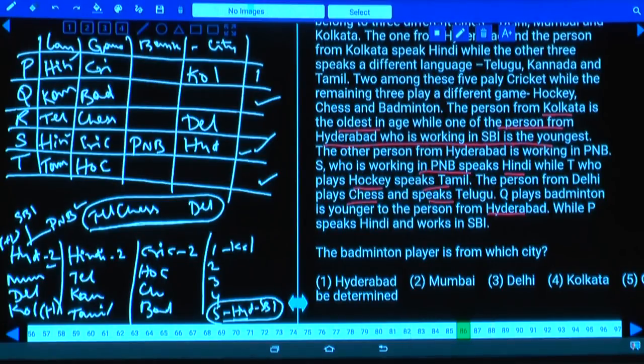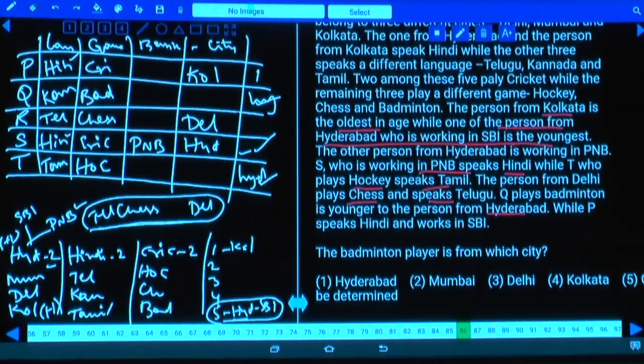The other person from Hyderabad is working in PNB. One is Hyderabad PNB, another one SBI. S is working in PNB, speaks Hindi, while T plays hockey, speaks Tamil. The person from Delhi plays chess and speaks Telugu. We have taken that information.